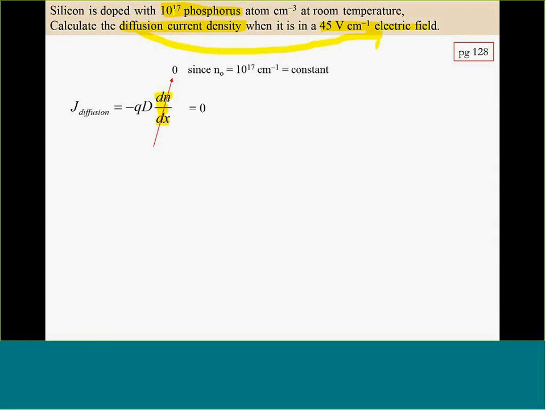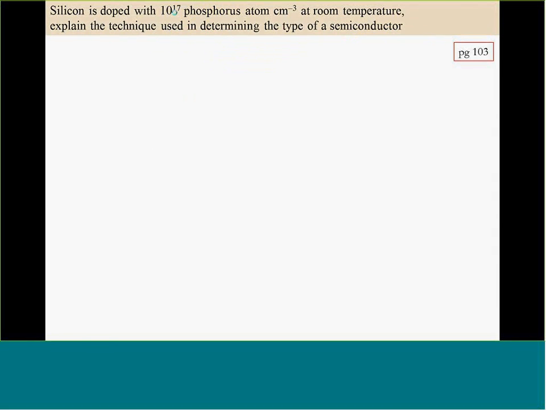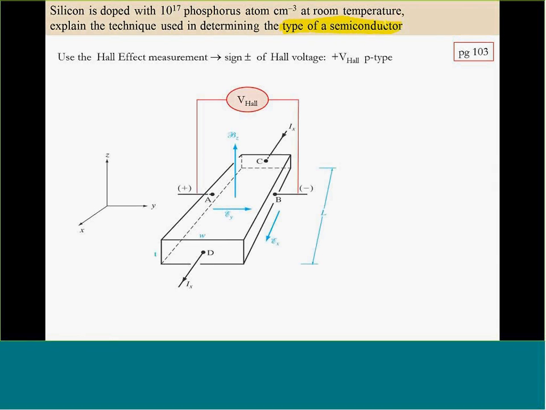Lastly, in your exam, explain the technique used to determine the type of semiconductor. So for the type of semiconductor, of course, you should by now know that you need to use the Hall effect measurement, where essentially you look at the sign, plus or minus, of the Hall voltage. You measure the Hall voltage by putting your probe at the positive end and the negative end, just putting your voltage across the semiconductor, where if you get your V Hall positive, then your type of semiconductor is P-type.